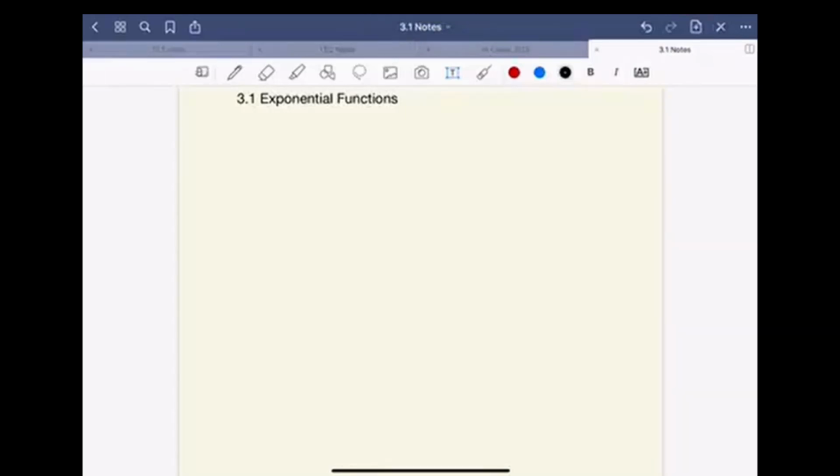Hey everyone, we're talking today about exponential functions. Actually kind of timely, because exponential functions have been in the news recently. We'll talk about that later on as we get to it. So exponential functions. Now, why do we care?